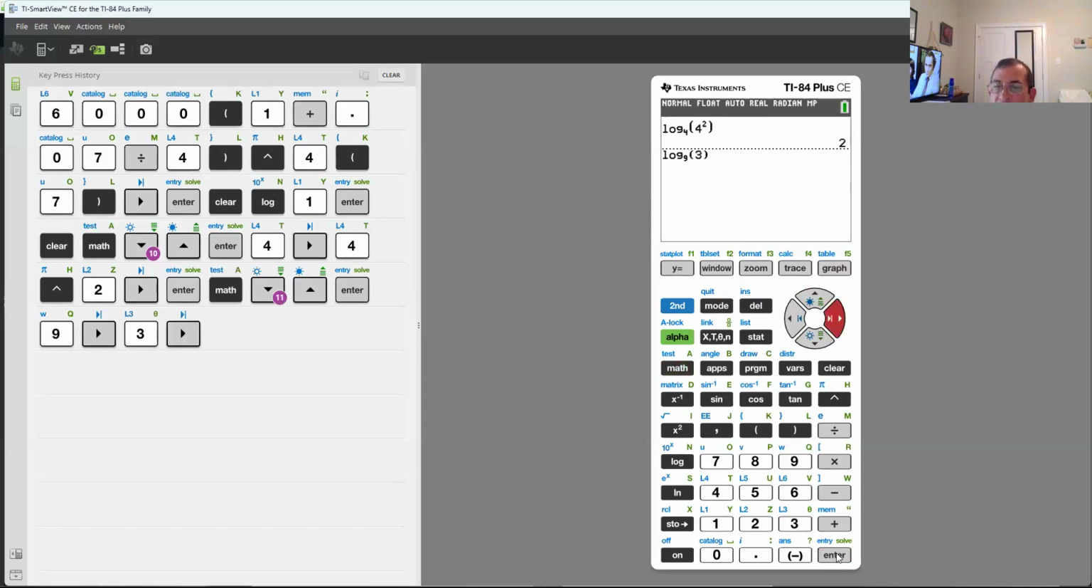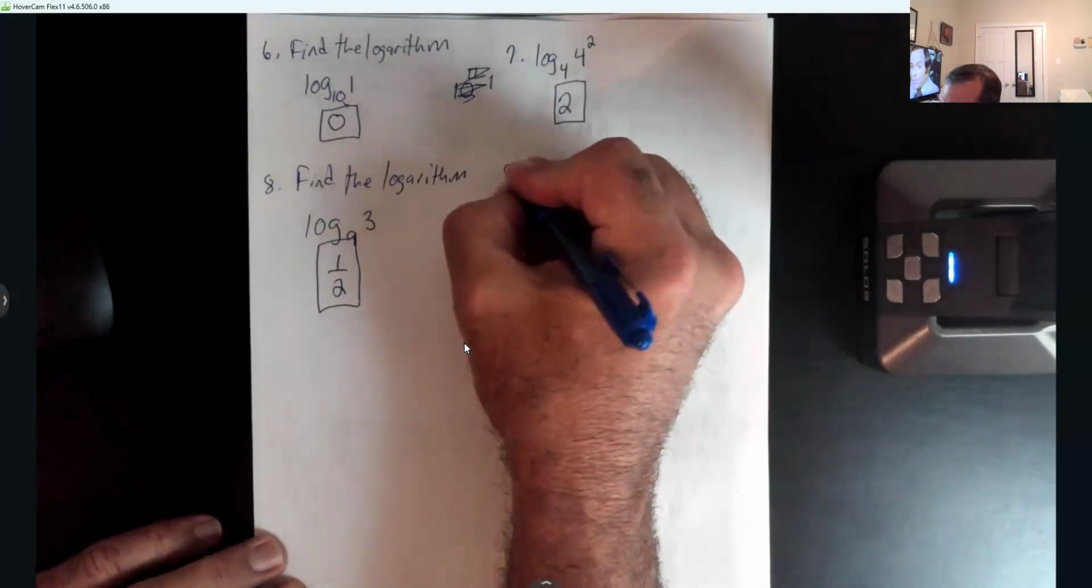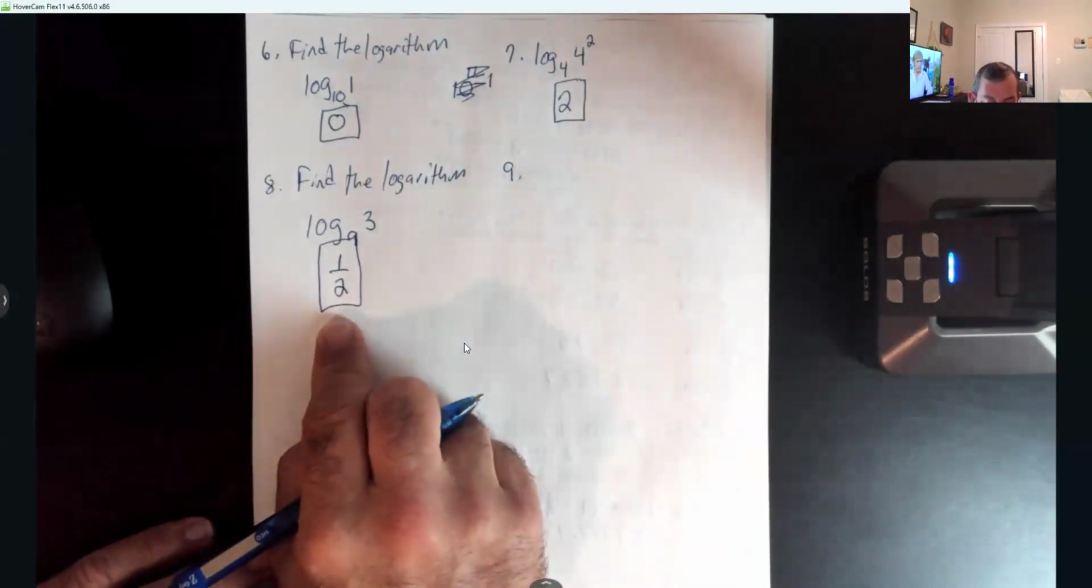I now hit enter. Now I get 0.5, but remember to turn that back into a fraction. I can hit math and enter twice. So I get a 1/2. So when the result is smaller than the base of the log, we always got fractional exponents for our answers, okay?